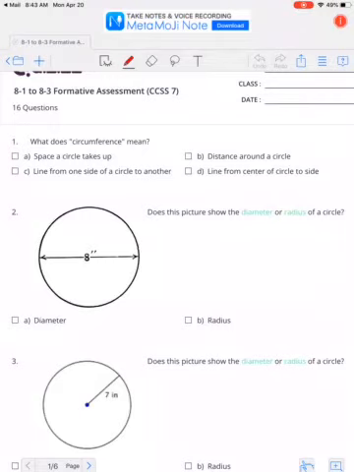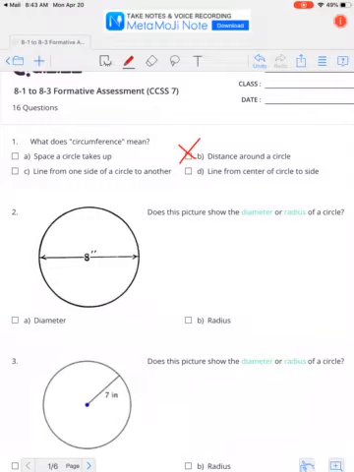So we have to choose between A, space a circle takes up, B, distance around a circle, C, line from one side of a circle to another, or D, line from the center of the circle to the side. So this one is actually going to be B, which is the distance around the circle.